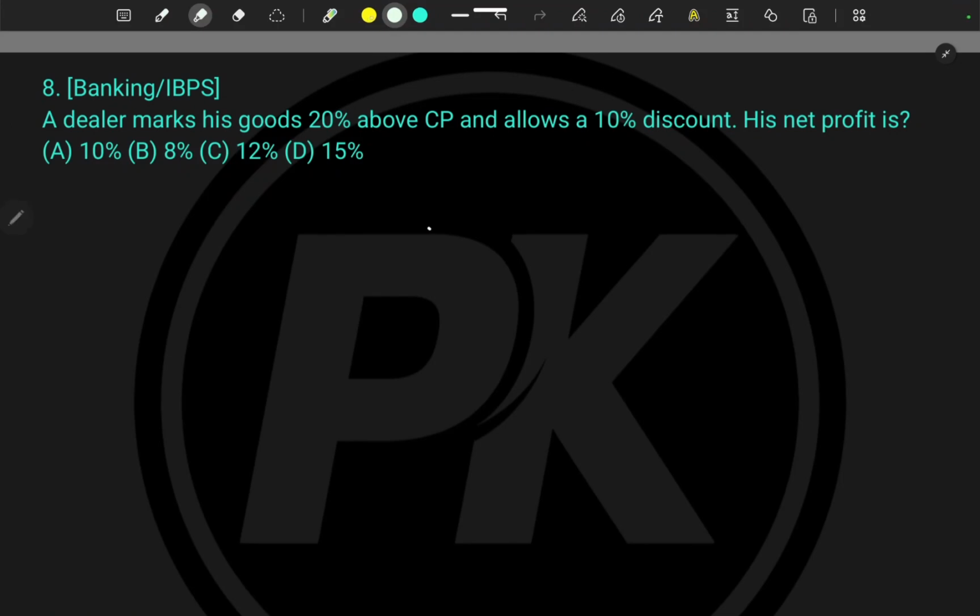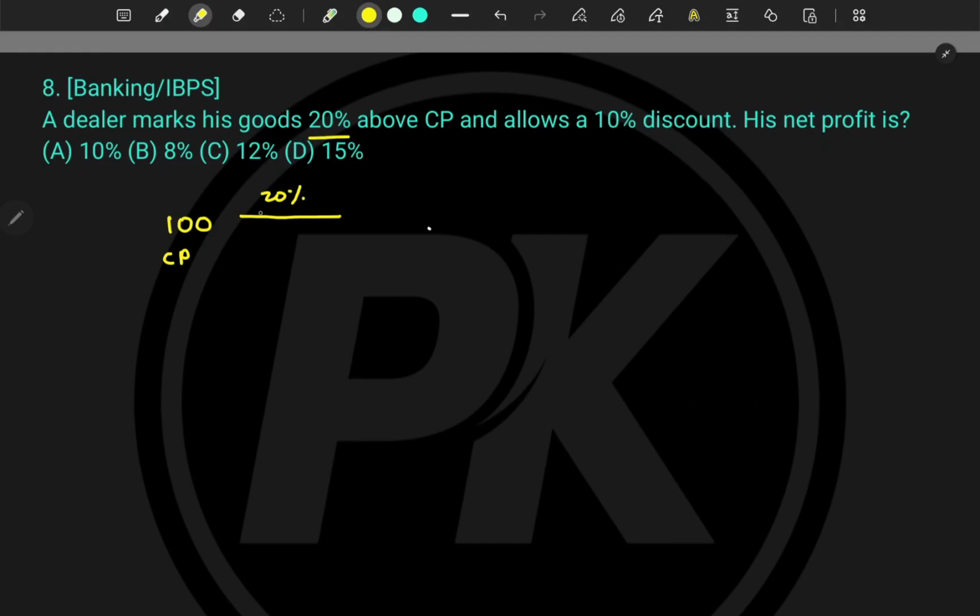Okay, let's see the problem number 8 now. This was asked in a banking examination, such type of problems generally. A dealer marks his goods 20% above the cost price. So always start by referring to 100 or 1000 likewise. So this is your cost price, but he marked his goods at 20% above the cost price, right?